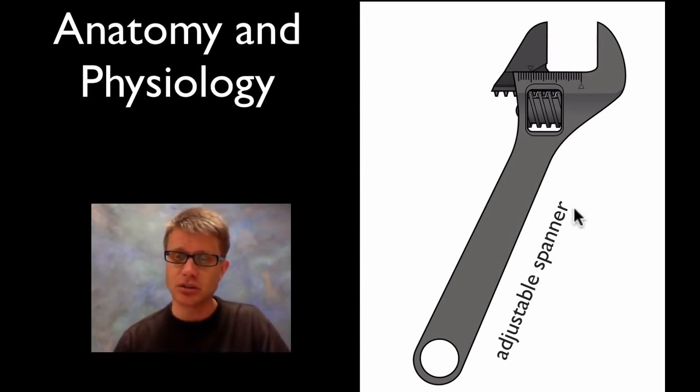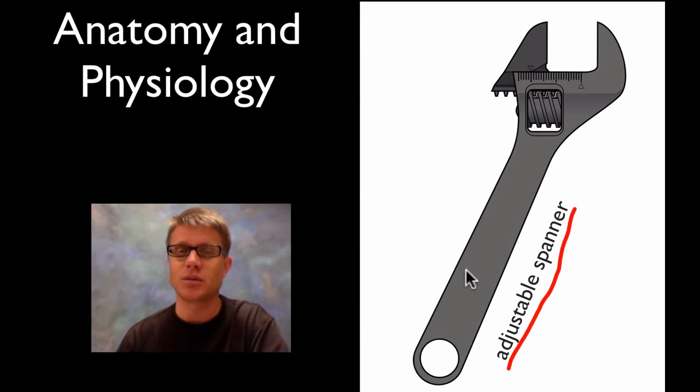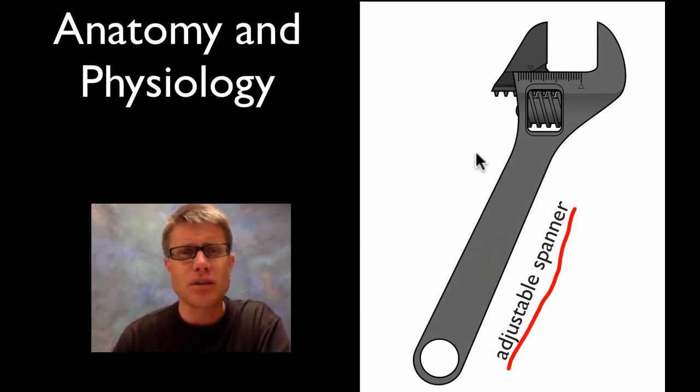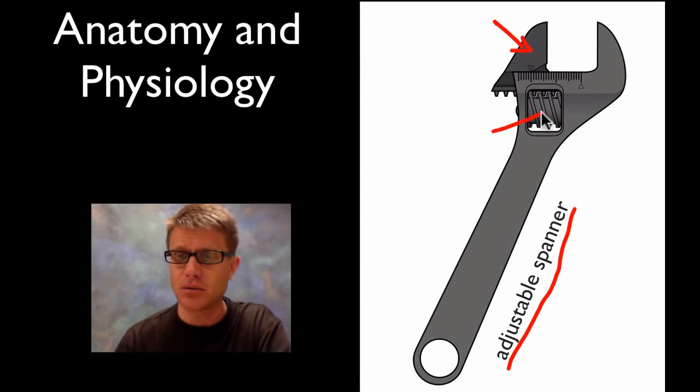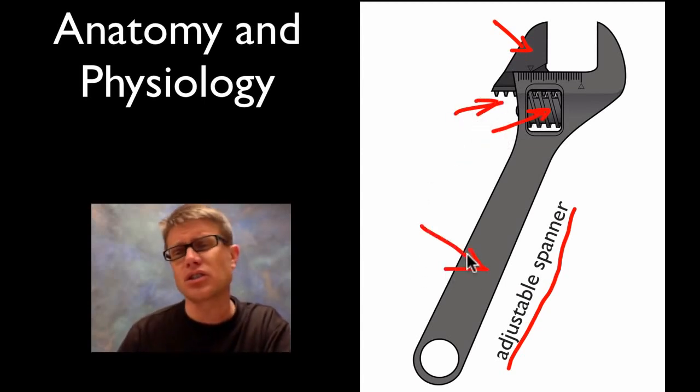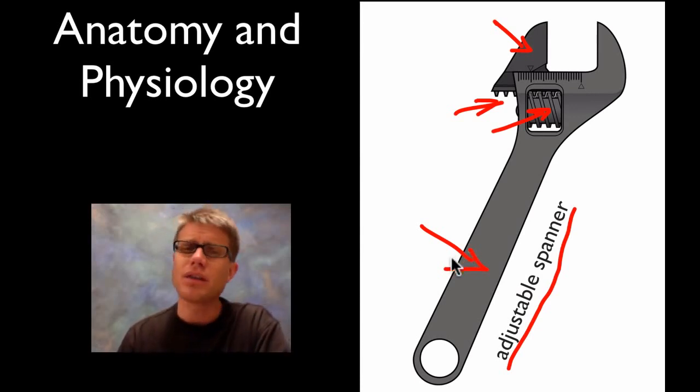This is an adjustable spanner. I always thought this was a crescent wrench, but a specific type of adjustable spanner apparently is a crescent wrench. So think for just a second about what are some of the structures on the wrench. Well, right here we have this movable metal. We've got a rolling device. We've got teeth. We've got this long arm. So these are all structures. But what do they do?